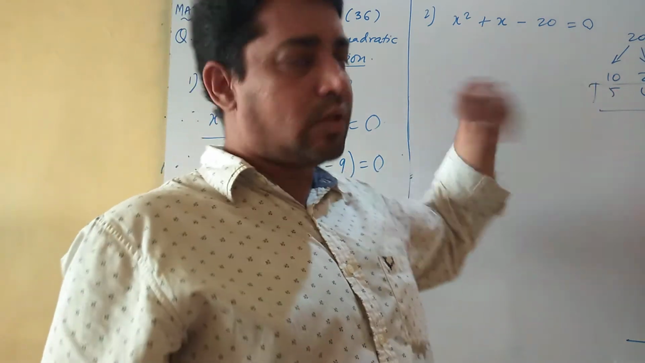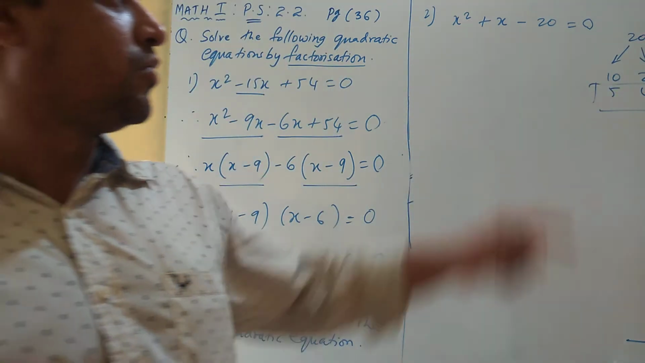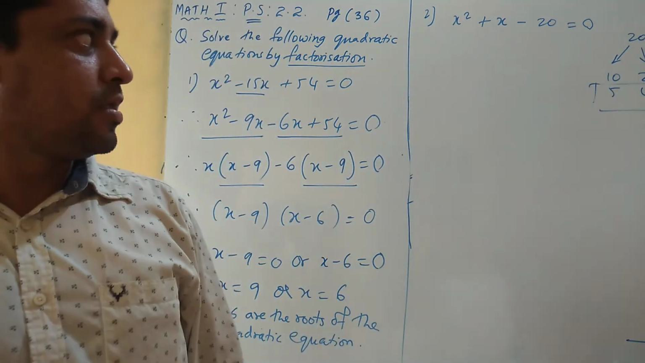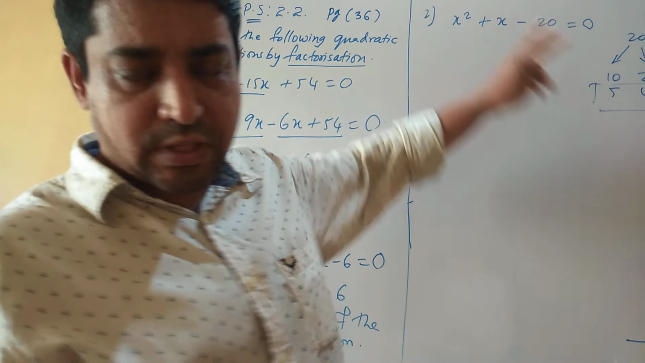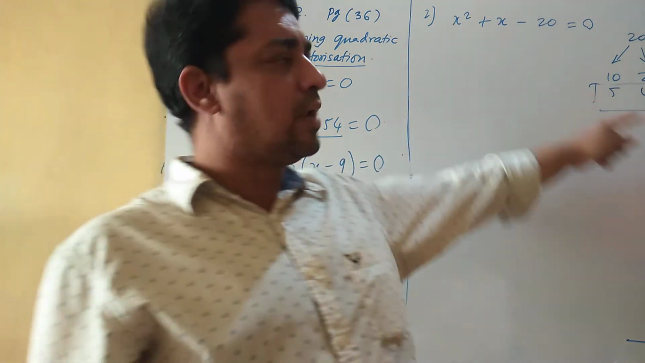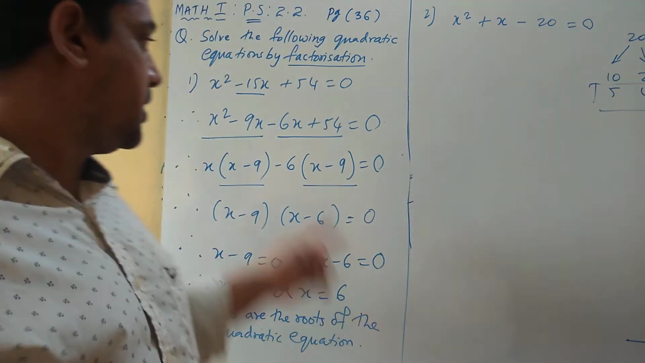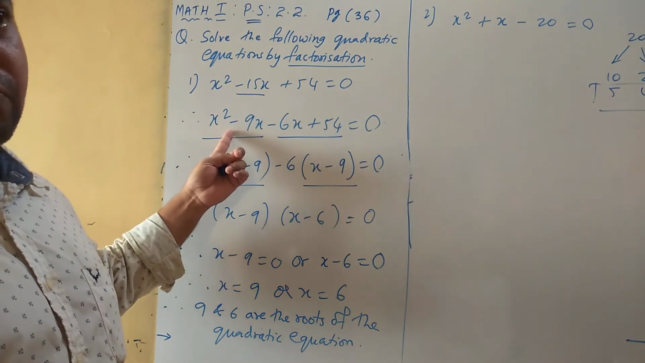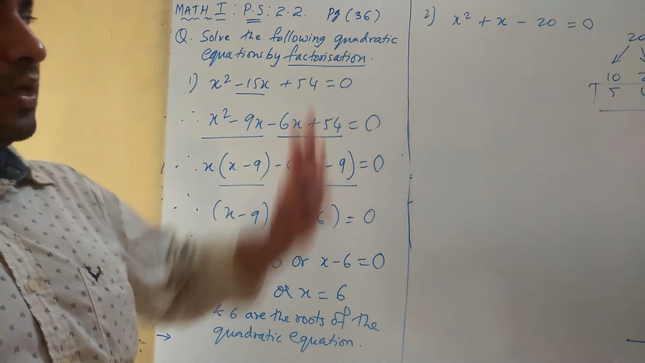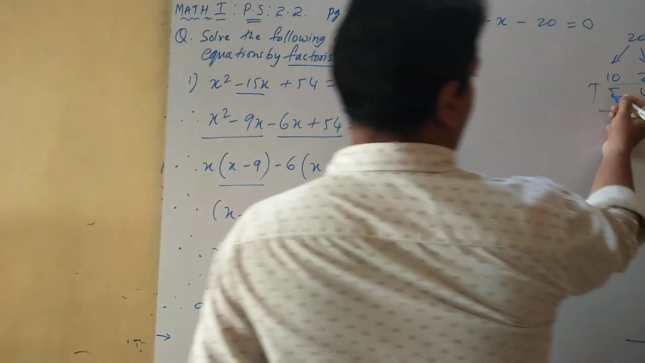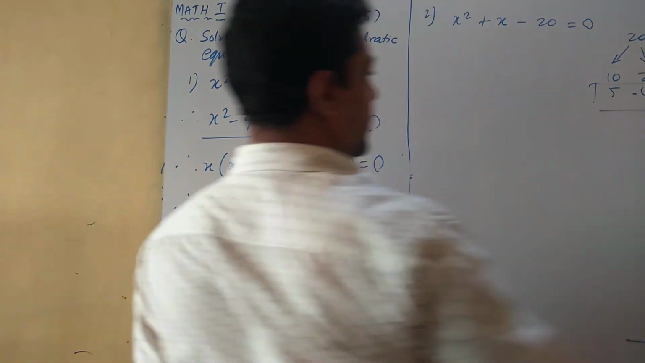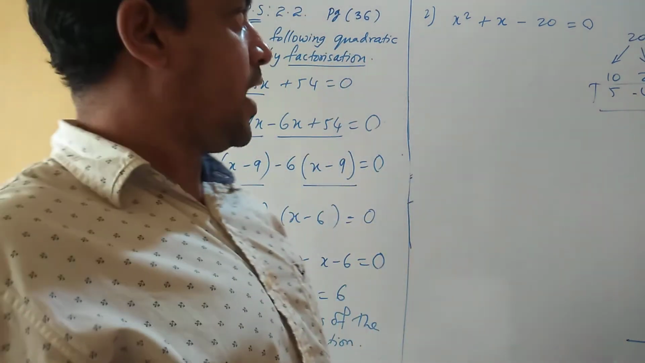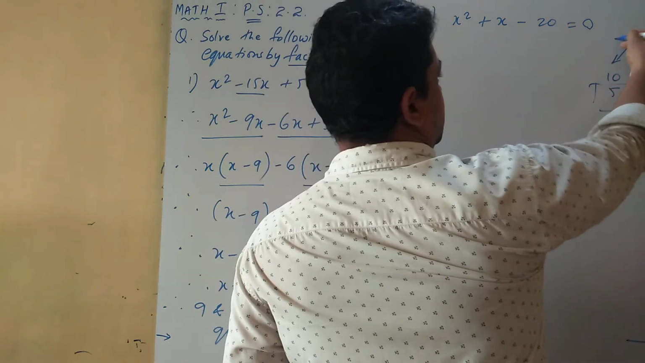So there is a shortcut. I'll just give you a rule. If the middle term is plus, the bigger number will always be positive. If the middle term is negative, then the bigger number will always be negative. Check here also. The middle term is negative, so the bigger number is negative. Same thing here: 5 will be positive and 4 will be negative. Check. 5 fours are 20, and actually I should get minus 20. Check.